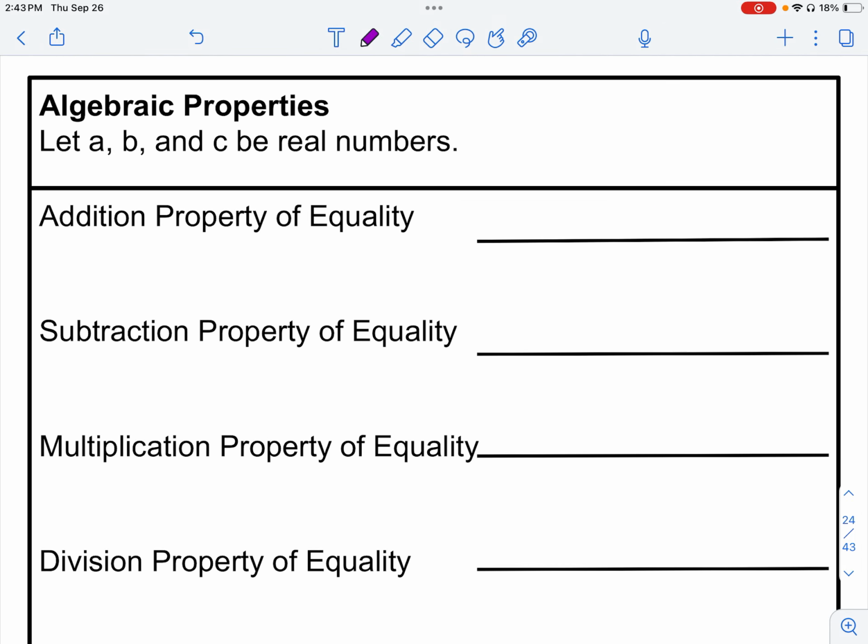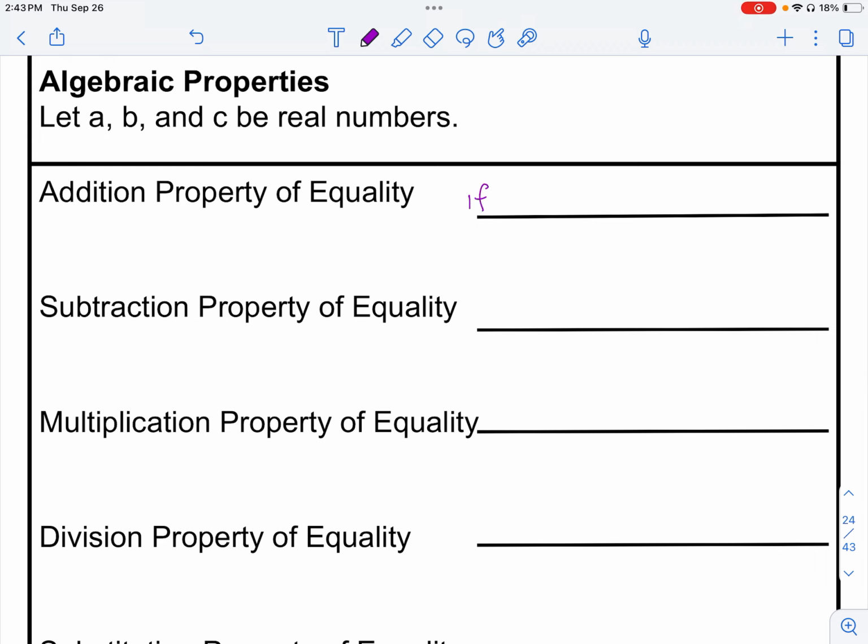So let's look at our algebraic properties. The addition property of equality: if A equals B, then we can add the same number to both sides, and it doesn't change the equation. So A plus C equals B plus C. Same thing to both sides, didn't change the equation. Same thing we've done for a number of years now, going back all the way to middle school.